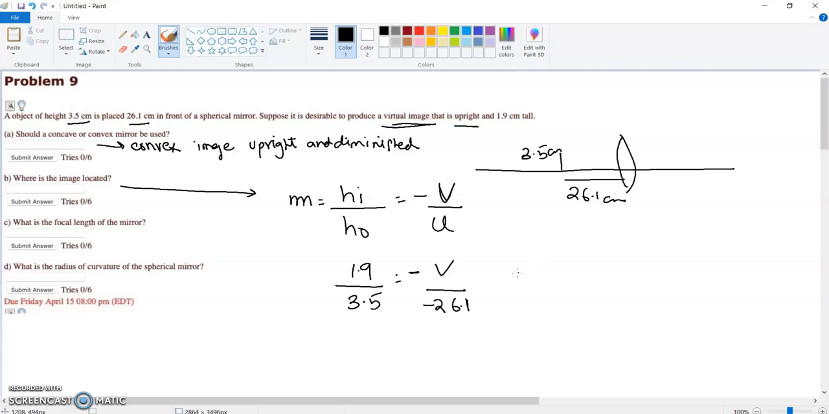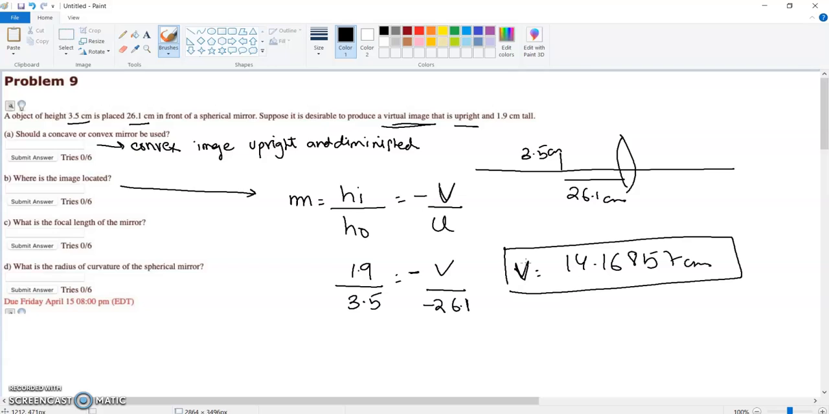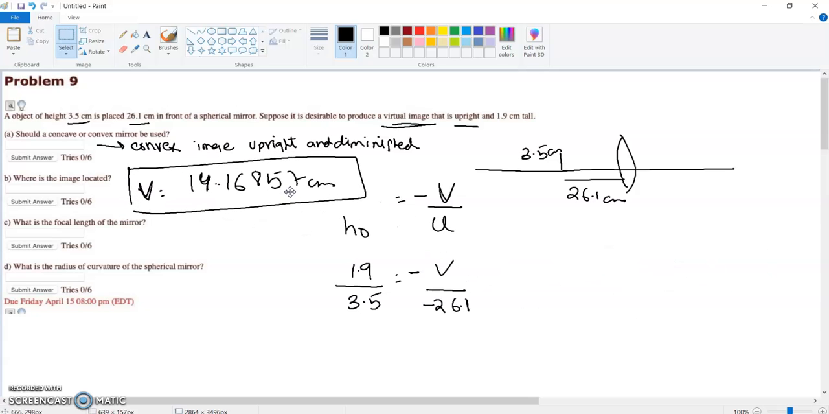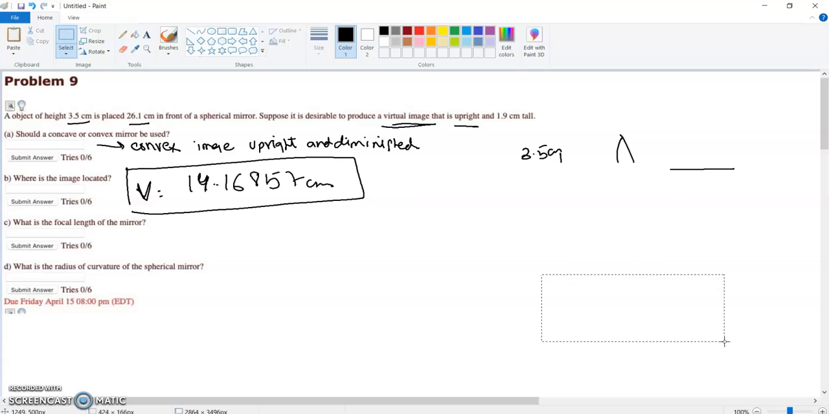Right, so now let's calculate this value, which is 1.9 divided by 3.5 times 26.1. I'm getting an answer for the image location, v, equal to 14.16857 centimeters, right? I've written it completely so you can apply the significant figures required in the question. Just going to place it over here and make some space. All right, so that was the image location, 14.168 centimeters.